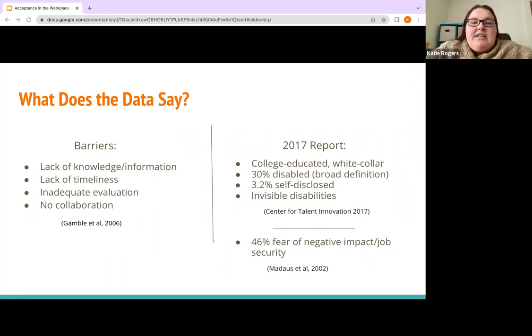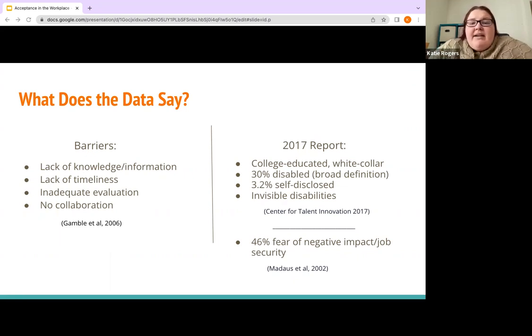In 2017, a report by the Center for Talent Innovation, they researched with a think tank and advisory group working for the advancement of underrepresented groups, and they found that among college-educated employees in white-collar work environments, 30% of the employees worked with some form of disability, 30%. Now, surprisingly, only 3.2% of these employees chose to disclose their disabilities to their employers. So that's a lot of people who are not able to advocate for themselves or who are choosing not to advocate for themselves in the workplace.